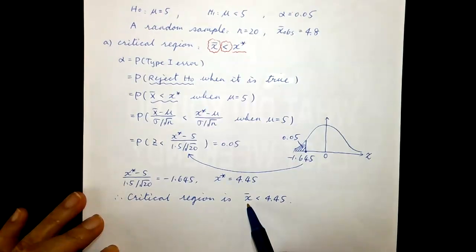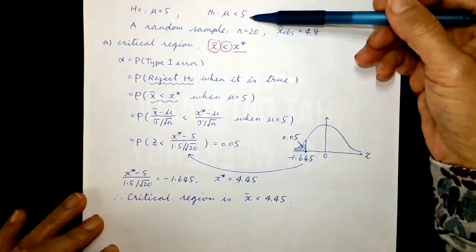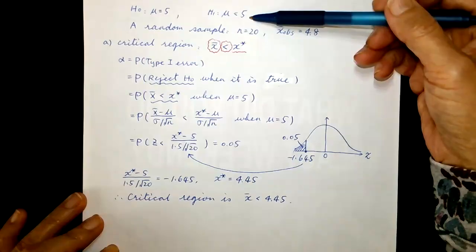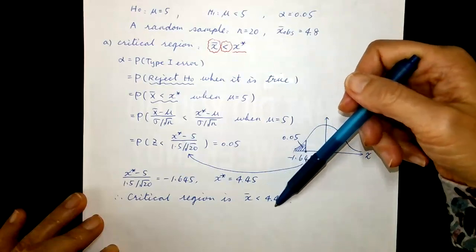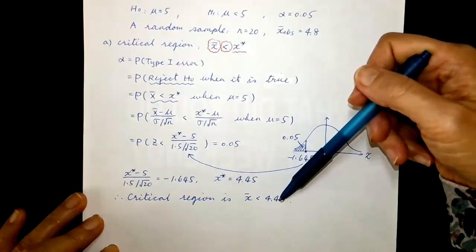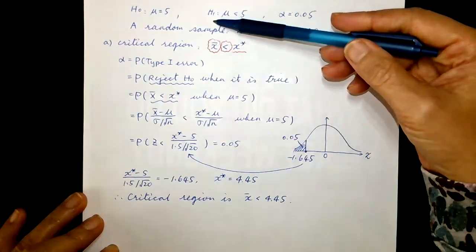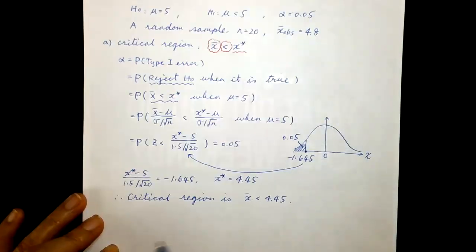So if your random sample has an average pollen level that's less than 4.45, then the population mean should be less than 5, right? It can't be more than 5 because your sample has pollen level even less than this. If it's even less than this, mu should be less than 5.